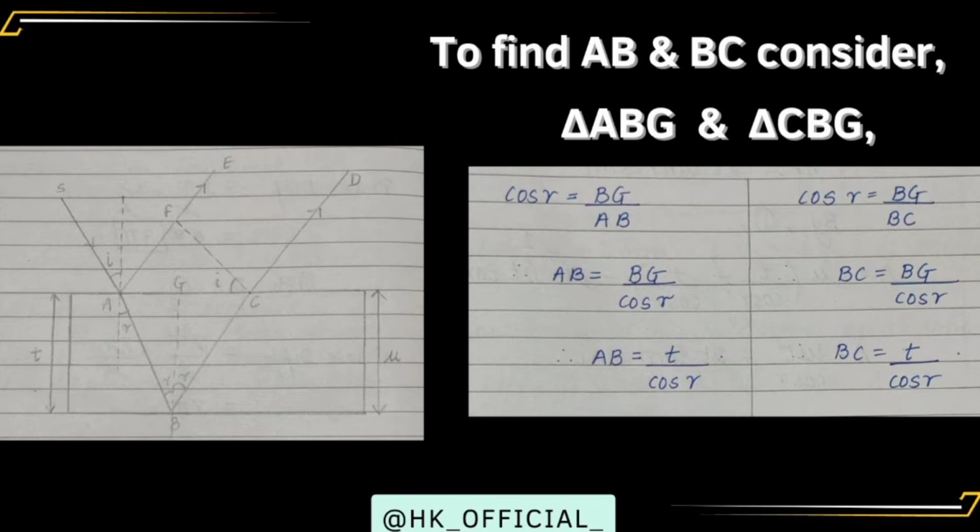Similarly, we will find out BC. Again consider triangle CBG. In that, cos R is nothing but BG upon BC. Remember, adjacent side upon hypotenuse. So BC will be equal to BG upon cos R. Again, what is BG? It is nothing but the thickness of film, so we will replace it by T. So again, we get BC as T upon cos R. So we got the value of both AB and BC. I hope you are understanding till now very well. Let's go further.